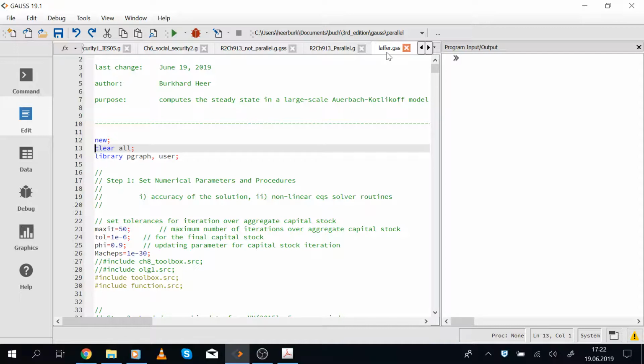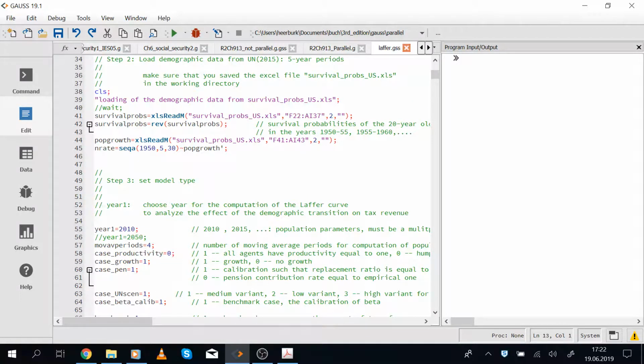Please load Laffer.gss into your working directory. You can change the working directory in the upper menu bar and just set it so that all files that you download from my homepage are contained in this directory. This includes Laffer.gss, the Gauss program, two procedure files, which are toolbox.src and function.src, which we use for the computation of the nonlinear equation problems. This also includes the Excel file survival prop US XLS, where we store the demographic data.